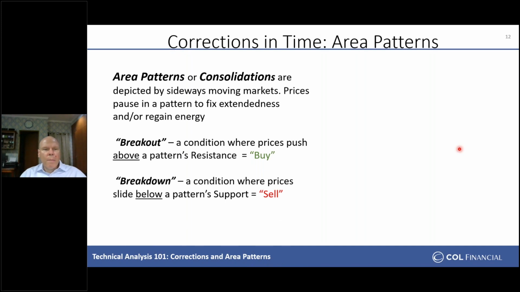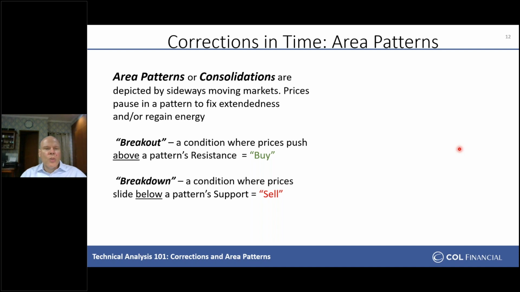Now let's talk about area patterns and consolidations. So the first type of correction we talked about was a correction in price, and that's why we either looked at support levels or used a Fibonacci to make that assessment. Now we're going to talk about the sidewinding type of corrections, and these are called area patterns.